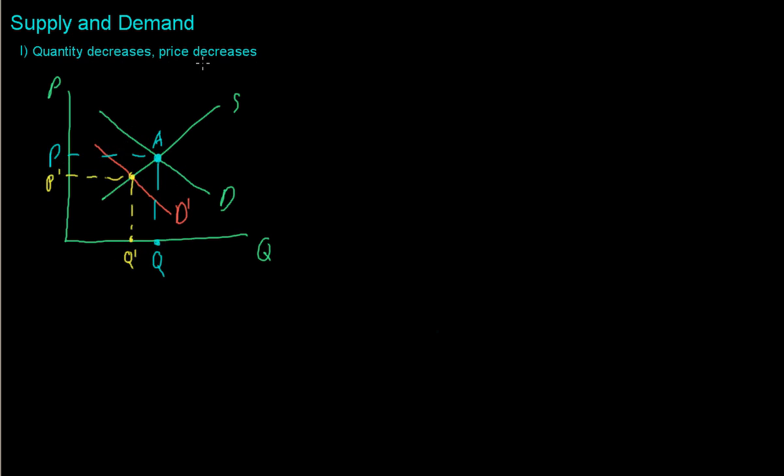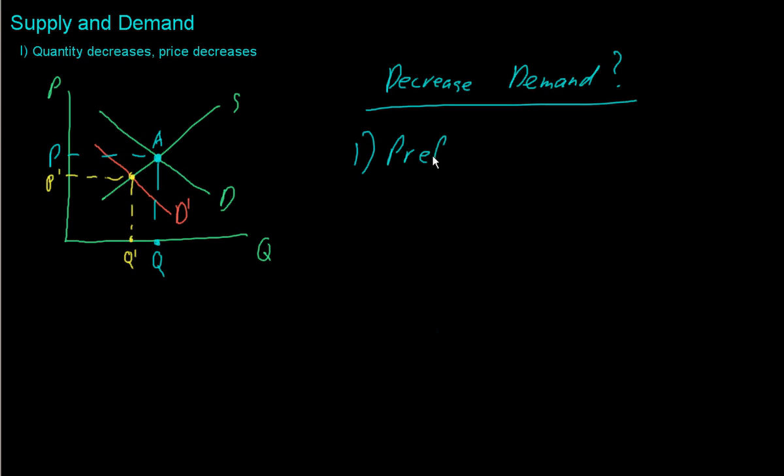So since we've been talking about surfboards in all the other videos, we'll keep talking about surfboards here. So what would lead to a decrease in demand for surfboards? So the first thing is a change in preferences, just like it was for an increase in demand.